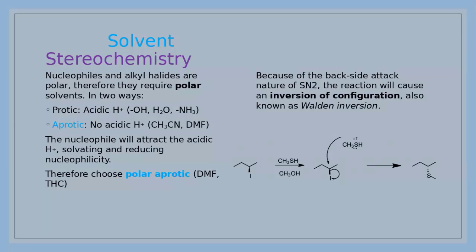Now let's talk about stereochemistry. If you remember, because of the backside attack, the nature of SN2 will cause an inversion of configuration. So this can cause something to go from R to S, or whichever way you start with.